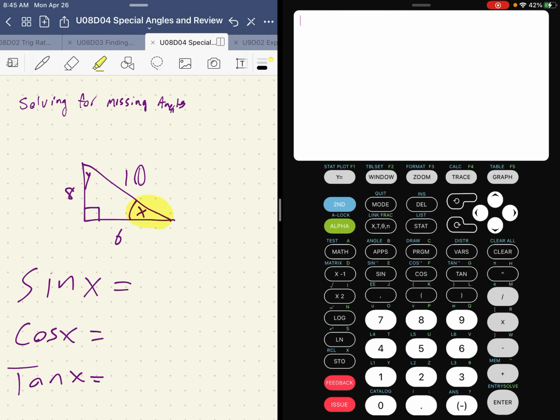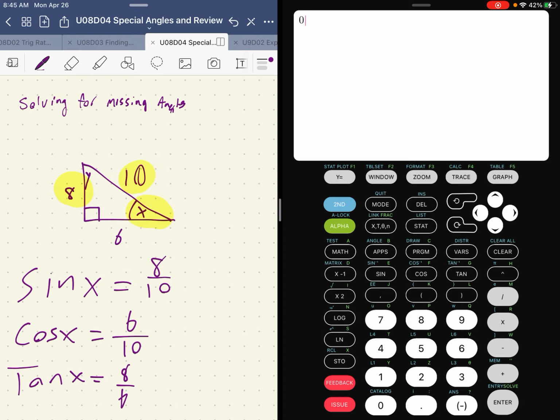So for angle x, the opposite side is 8, and the hypotenuse is 10. So we're going to write that the sine of x is equal to 8 over 10. And just for completeness, we will also be writing the cosine of x, which is 6 over 10, and the tangent, which is 8 over 6.